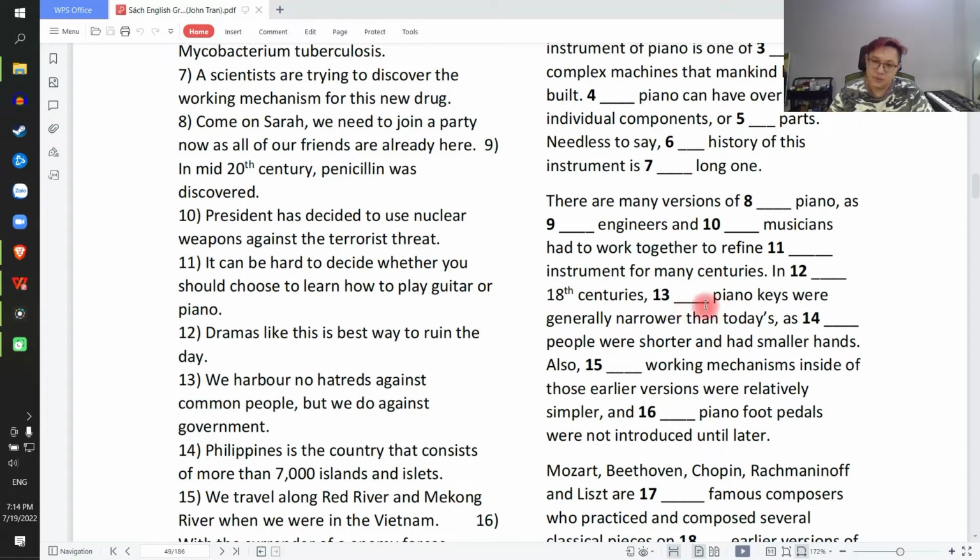The piano keys, or just piano keys, were generally narrower than today's. If you want to talk about piano keys from the 18th century in particular, you use the. Or if you want to talk about piano keys in general, no articles.